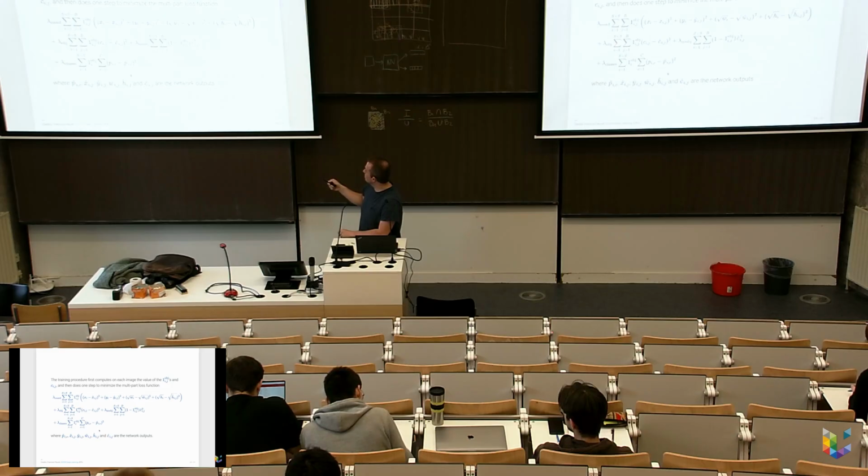Then you have the same for the confidence score. So you compare the confidence score produced by the neural network, C at ij, to the IOU that you've computed before.